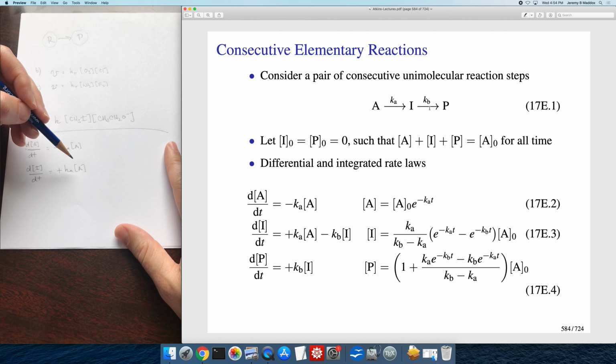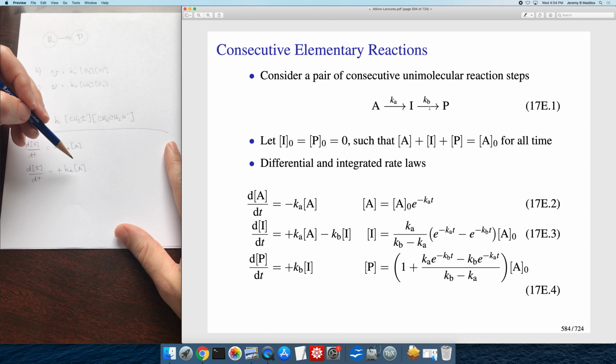Now, what we have here is a set of coupled differential equations. That is, you can see that the differential equation for I involves not only the concentration of the intermediate, but it also involves the concentration of the reactant. Likewise, the change in the concentration of the product is tied to the concentration of the intermediate. So these differential equations are coupled together, and they need to be solved simultaneously.